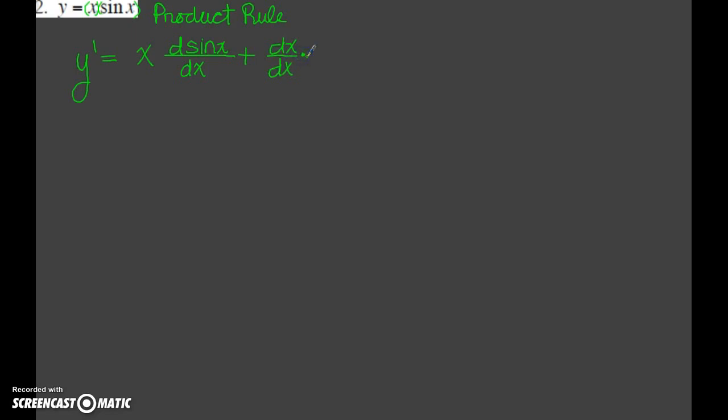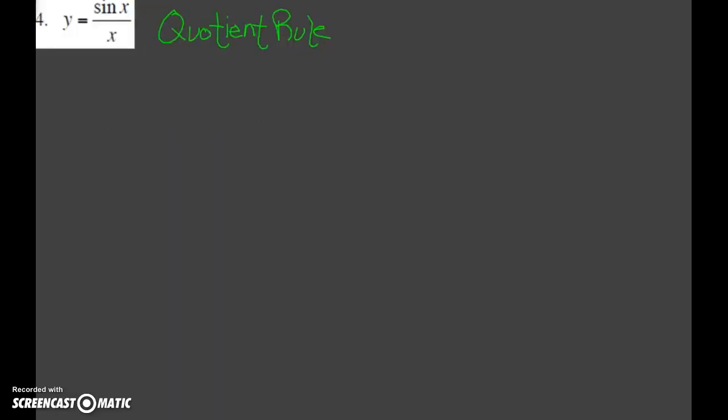times the second function. Finishing it off, we have x. The derivative of sine is cosine x plus the derivative of this, which is just 1, times sine, and just write it again without the 1, and that completes the simplification. And we're done. Here we have one where we need the quotient rule.